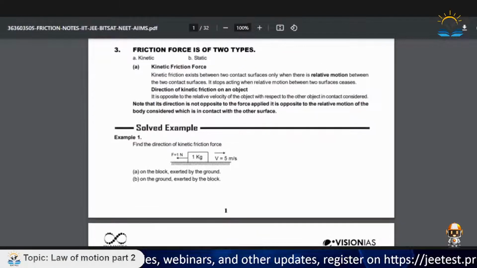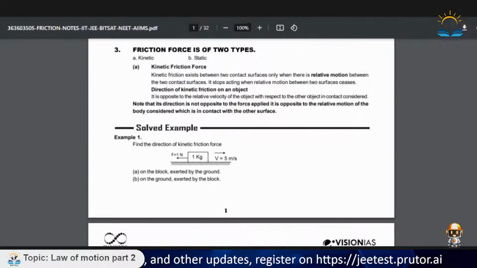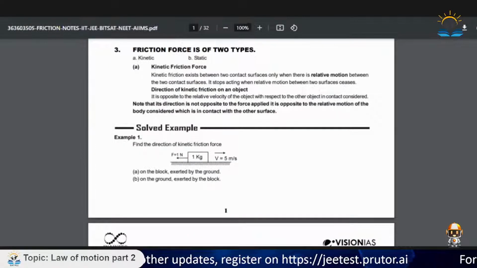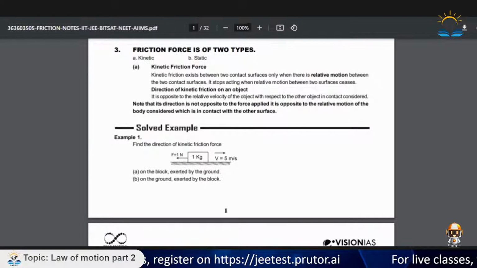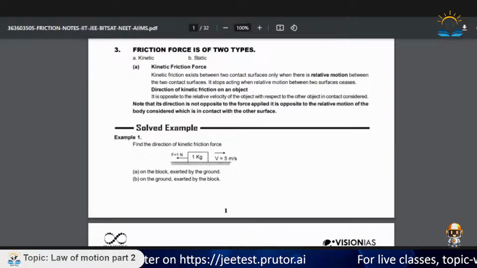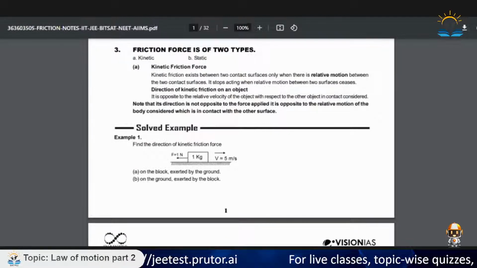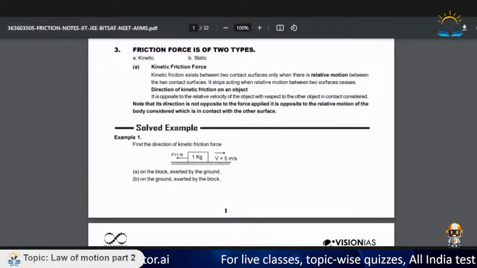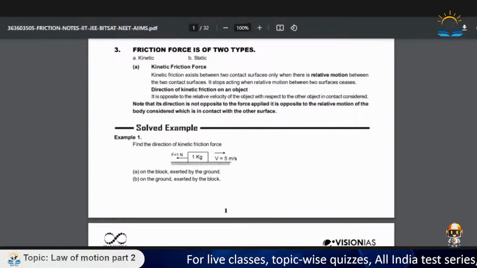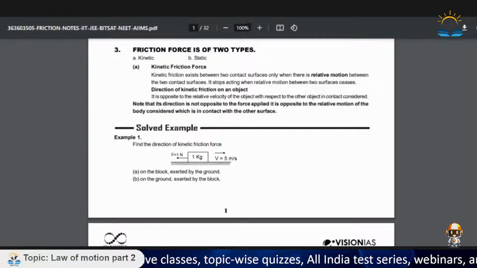Now let us see the types of friction forces. There is kinetic and static friction. Kinetic friction is the friction acting when a body is in motion, and static friction is the type of friction when the body is not in motion, but is lying still on the surface. So let us see. You may assume what kinetic and static friction are.